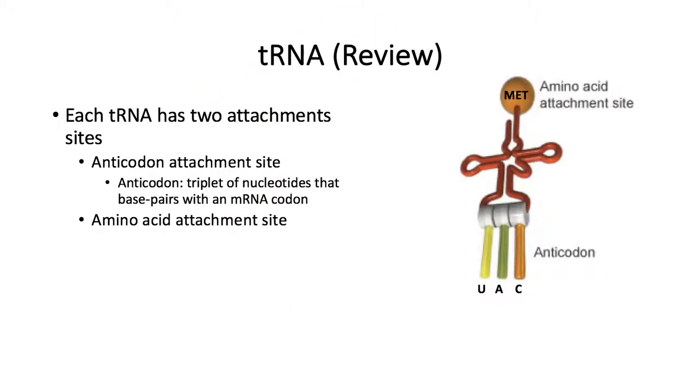The third type of RNA is tRNA, which means transfer RNA. And transfer RNA has this clover shape, and it also has 2 attachment sites.